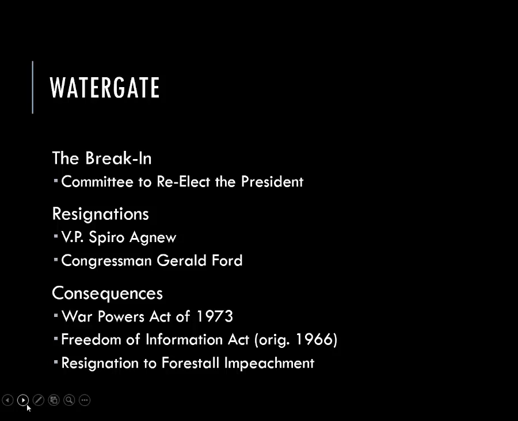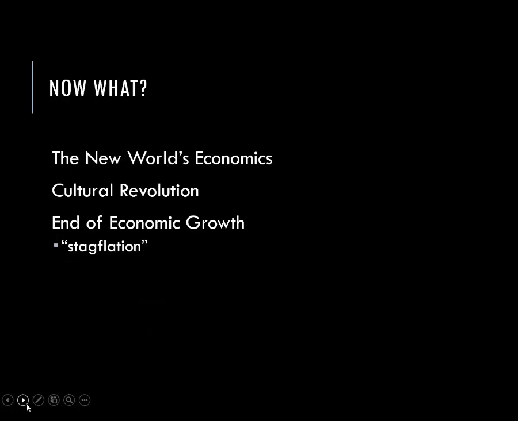Nixon was not charged nor convicted of impeachment because he resigned after one of the tapes revealed he had used the CIA to keep the FBI from investigating the break-in. It was really clear he had used his position to obstruct justice and protect himself. Once the Watergate scandal broke, the nation changed culturally, and the economy changed as well. The 1970s were thus a period of transition.